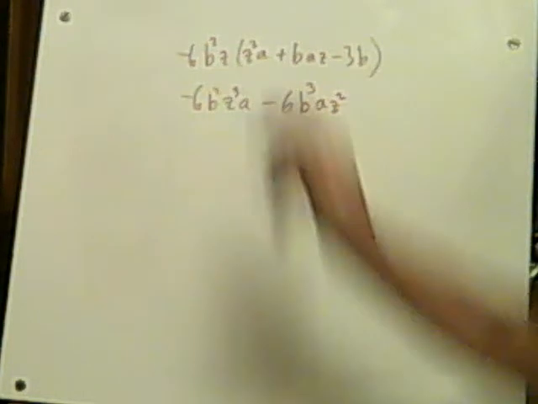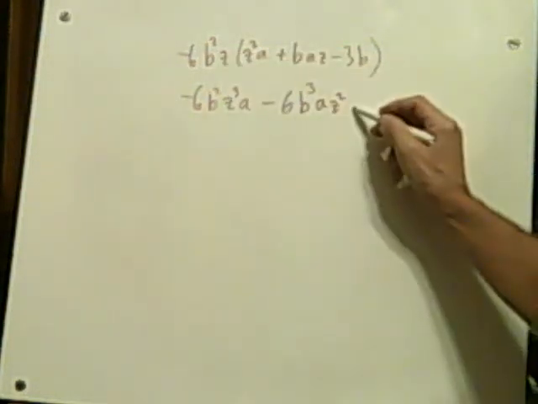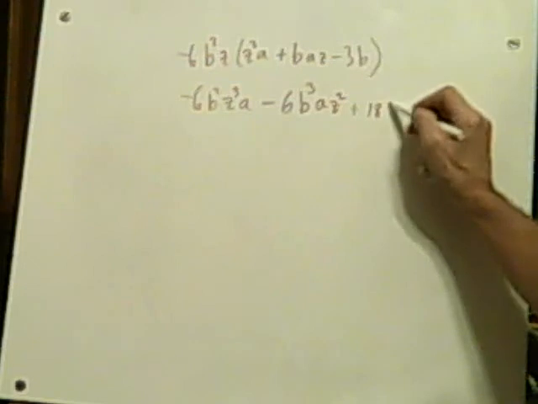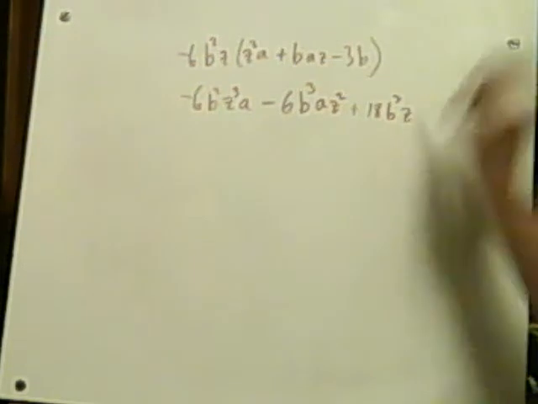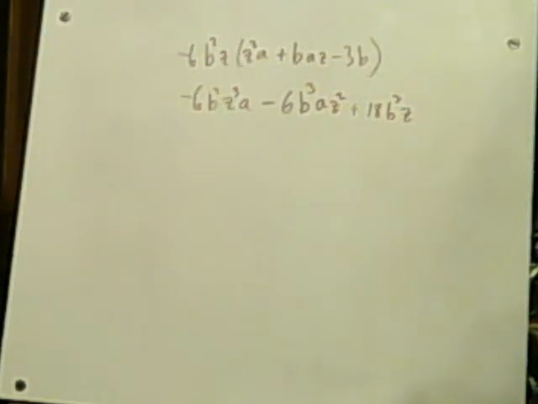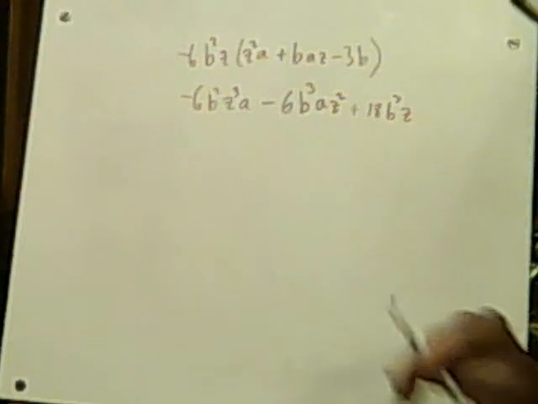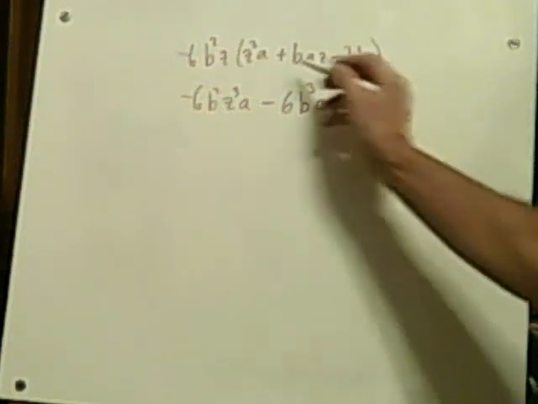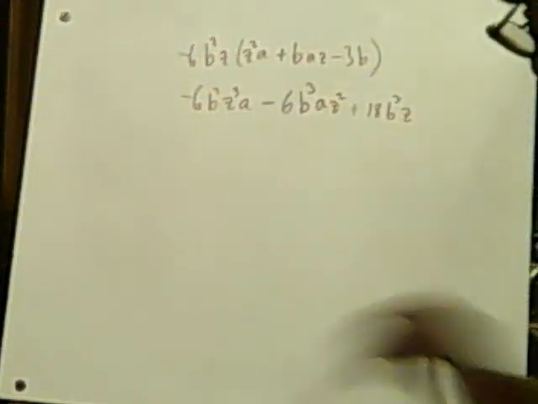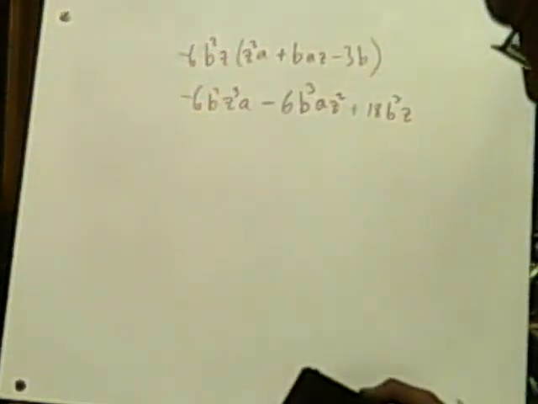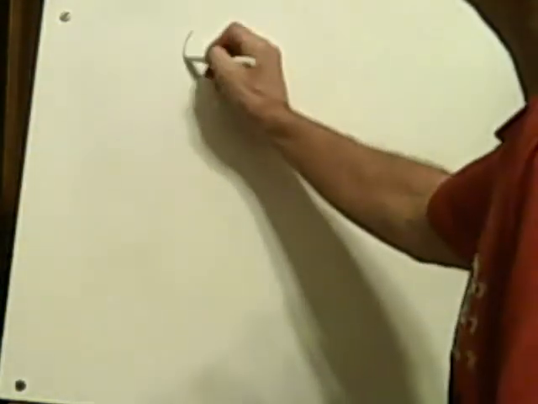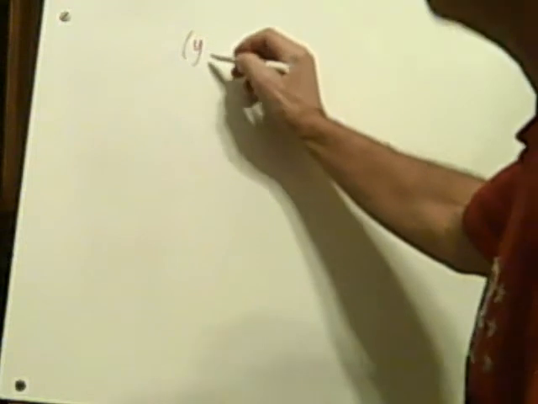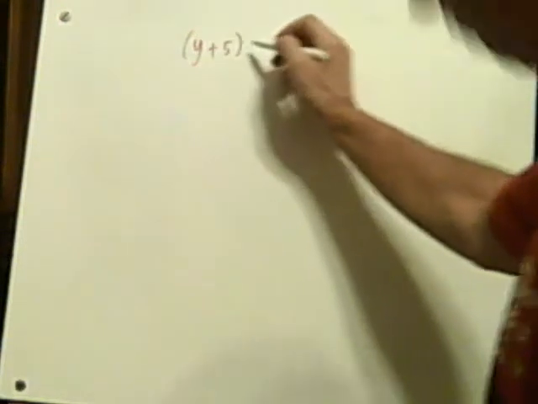And I'm just doing all this in my head. Plus 18b cubed times a. Okay? Just adding the exponents of each of these terms in my head. Okay, and I think you can do that too. You should. That's a good example of things to work on, because you'll get better at it the more you practice it.